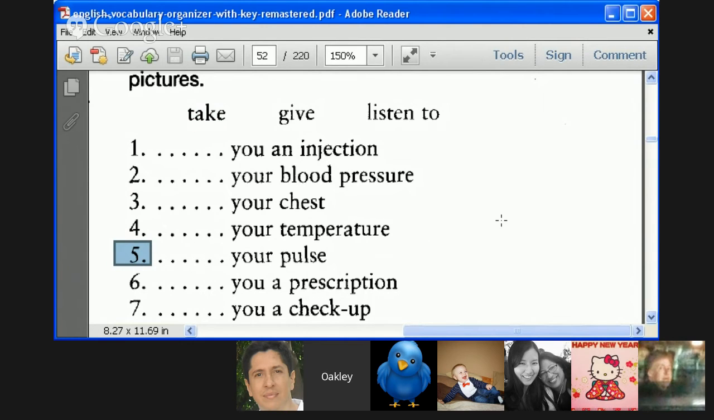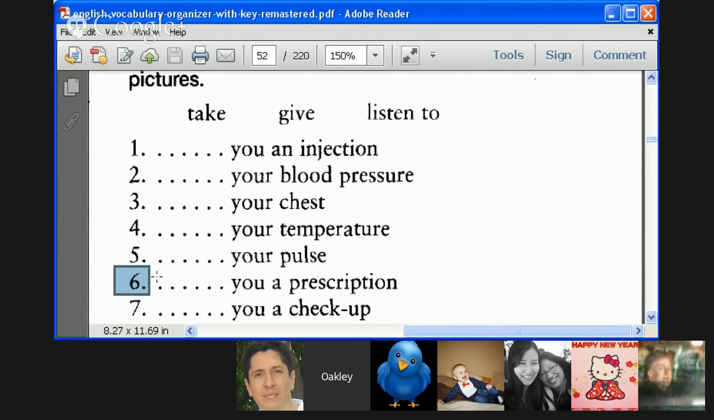Okay, Ken, number 5. Yeah, take your pulse. The nurse takes your pulse. The nurse took my pulse. Or check. Here's another one that could be check your pulse. Let me check your pulse. The nurse might say, roll up your sleeves so I can check your pulse.